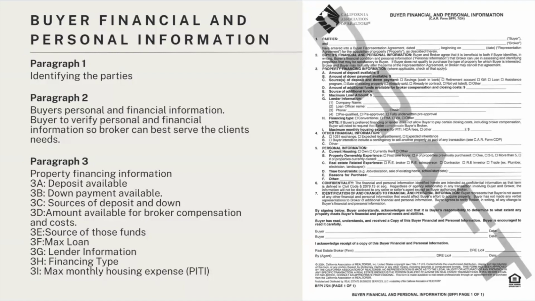So max loan amount, 3G is the lender information. Have you talked to a lender? Have you been pre-qualified? If not, you want to make sure that you put them in the hands of someone that you know and trust and that will take care of them. And so making a referral out to a local partner would be definitely appropriate and preferred. And then what type of financing are they doing? And then max monthly housing expense. What do you feel comfortable with? Or what is the maximum you've been told that you qualify for?